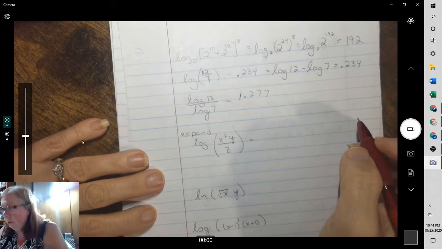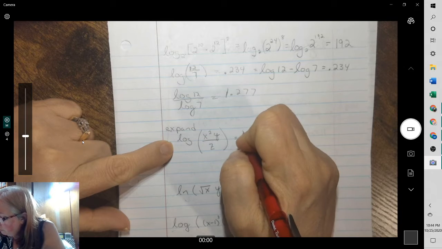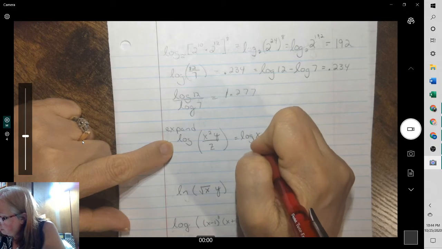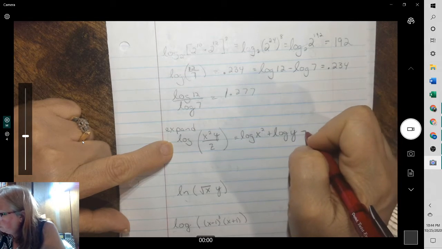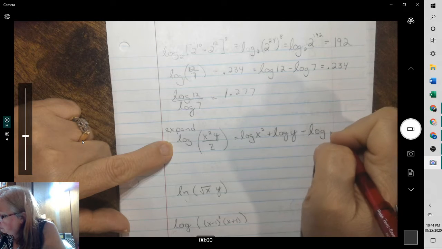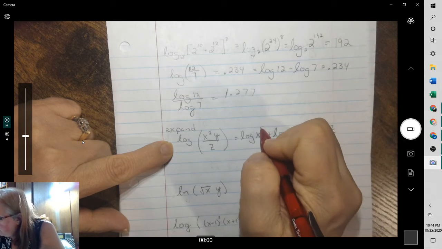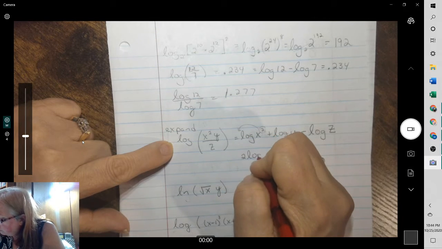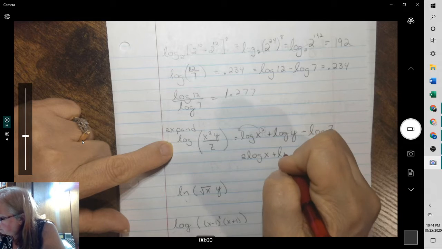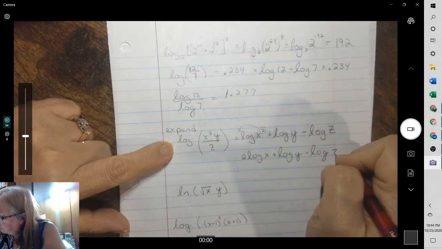Expanding logs, remember those log rules. When you're multiplying, they become addition. So this is log x squared plus log of y. This one's in the denominator, so it's subtracted. And then the squared can come down in front. And there you go.